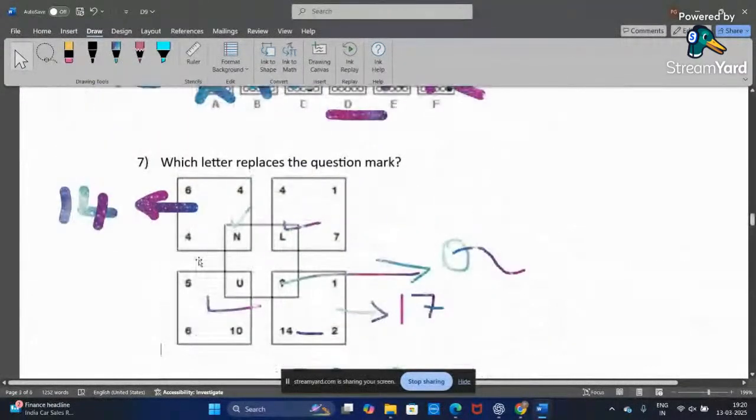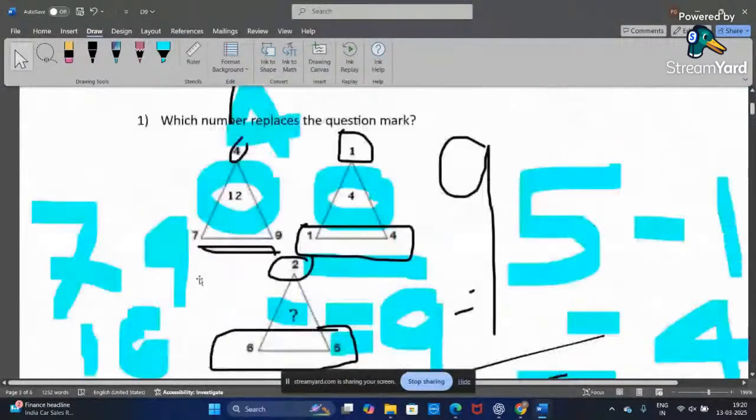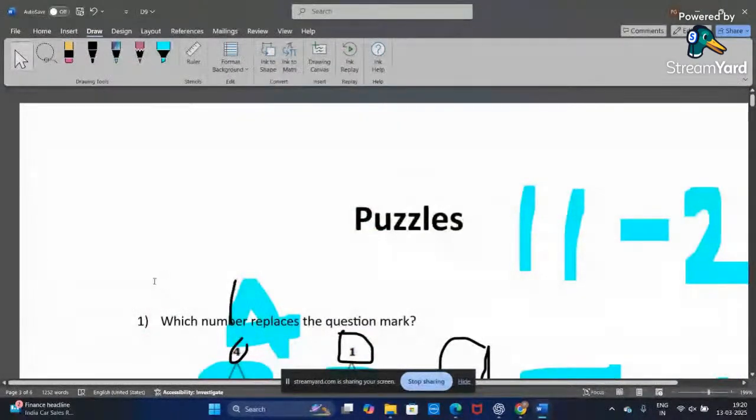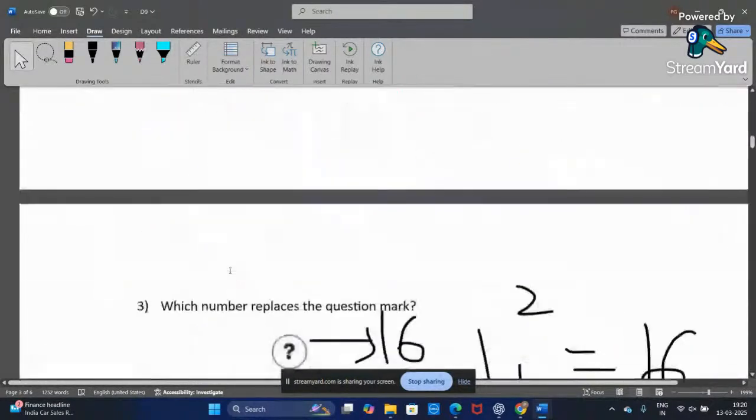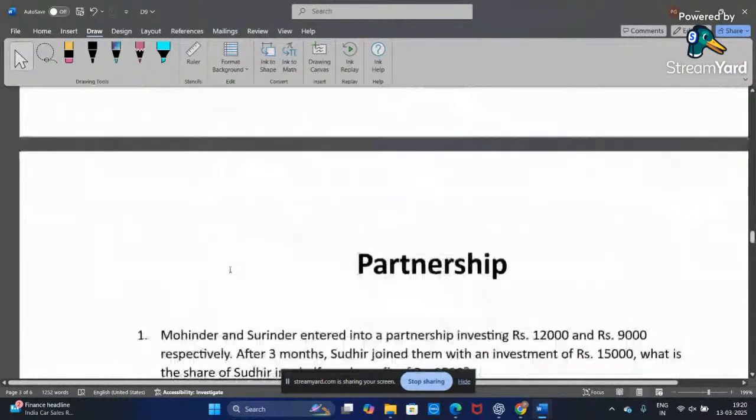Any doubt in these problems? Any doubt in puzzles? Okay, we'll move on to next topic, that is partnership.